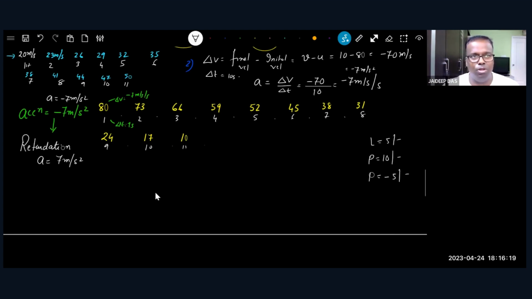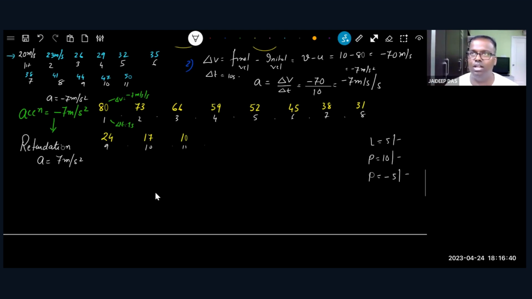Acceleration means velocity should increase. That's why I'm writing minus: it is increasing at a negative rate. Retardation means it is going backward, right? Positive acceleration is negative retardation. Simple, understood? Positive acceleration is negative retardation.